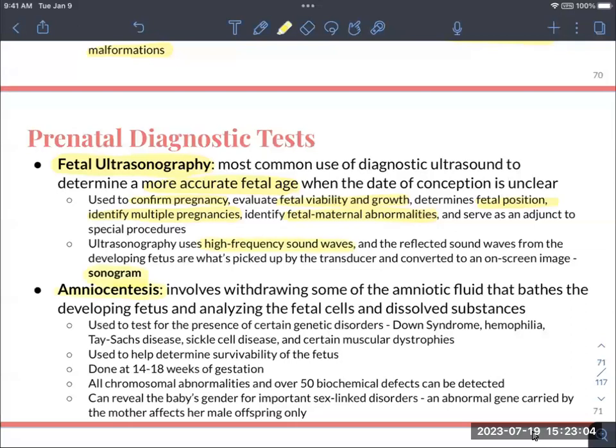There's amniocentesis. This is one that they like to do on older pregnant women. They take some of the amniotic fluid and look at the fetal cells found in that fluid and the different substances, because they can check for genetic disorders like Down syndrome. Down syndrome tends to be more common the older you are when you get pregnant. Hemophilia, Tay-Sachs disease, sickle cell disease, and different muscular dystrophies can be determined through amniocentesis. This can help the survivability of the fetus, especially if they have any of these diagnoses. They do it between 14 and 18 weeks. They can look at chromosomal abnormalities, biochemical defects. It can even reveal the baby's gender or different sex-linked disorders.